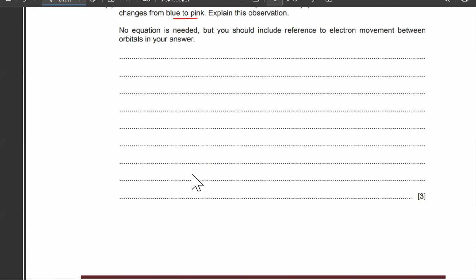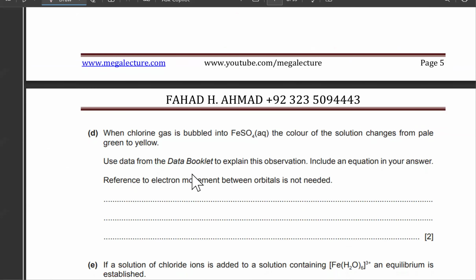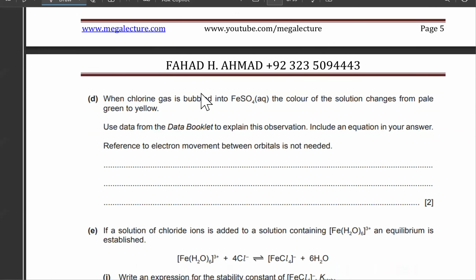Clear? Yes or no? Yes, sir. Okay, next one is when chlorine is added, this is exactly the same. The color of the solution changes from pale to green yellow. This is exactly the same. It's now a 2 mark question, but the same exact answer.